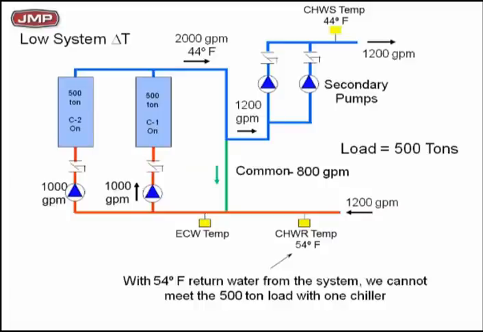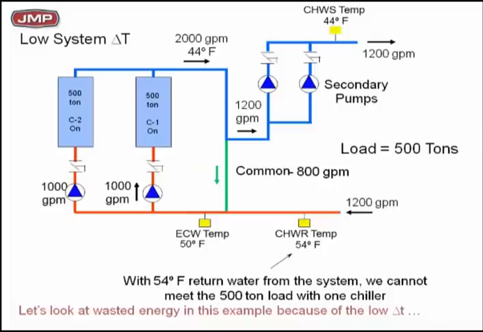Design was 12-degree delta T on the load side, but you're going out at 44, coming back at 54. I only got 10 degrees. So now we got a problem. We have to run both chillers to give you 500 tons. Bottom line is, what's going to happen if you get a total 1,000-ton load? You can't get the BTUs out. So now you got 50-degree return water to each chiller, and each chiller is going to give you 50%. Look at the wasted energy because of this low system delta T.